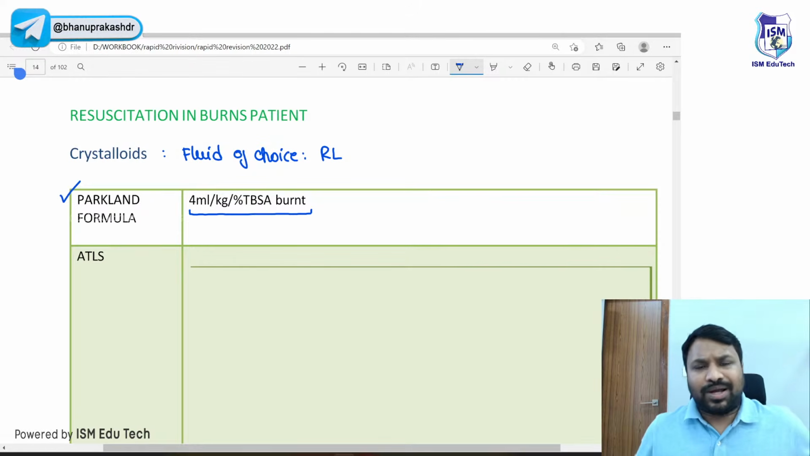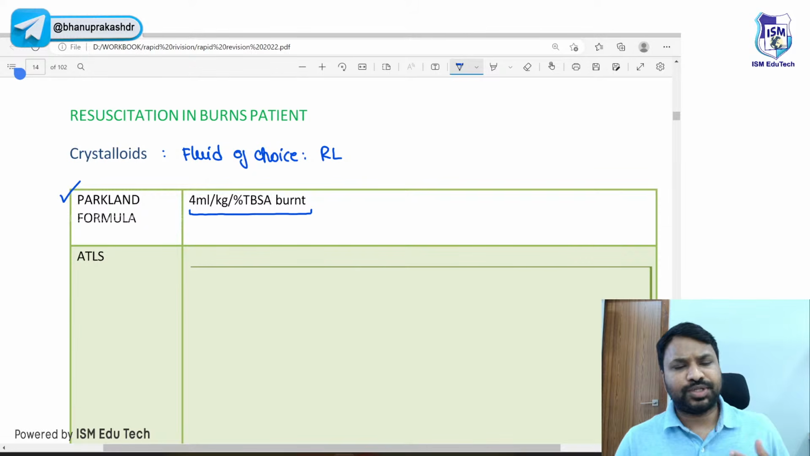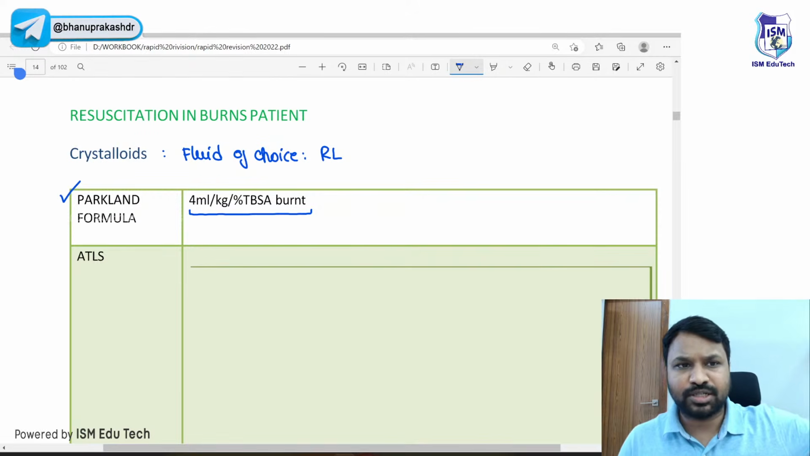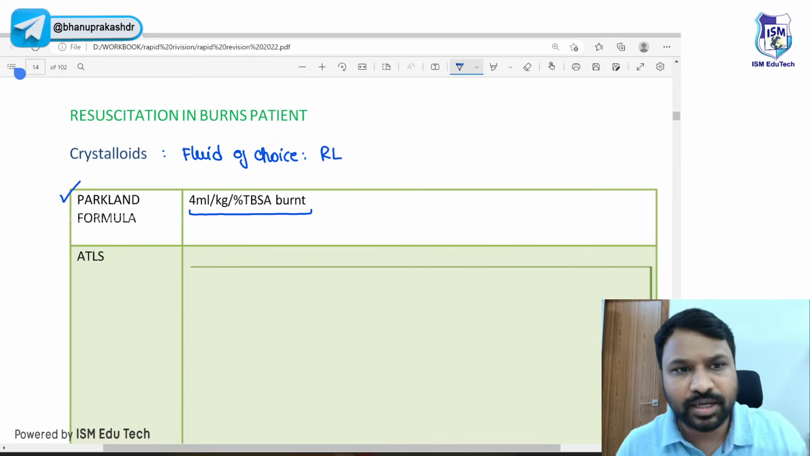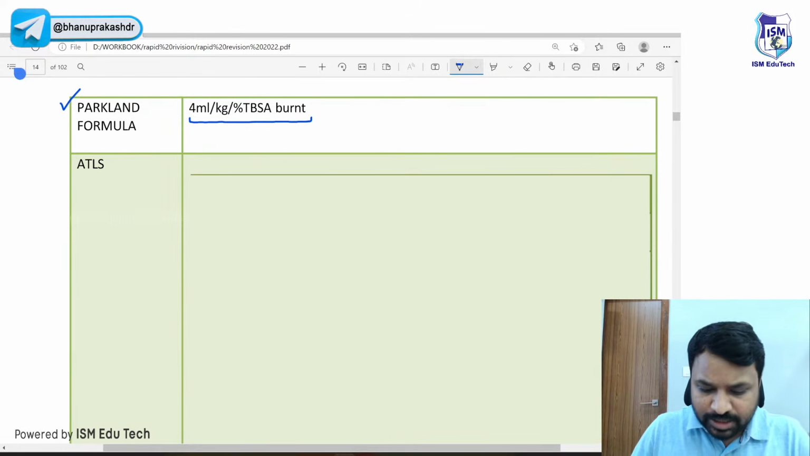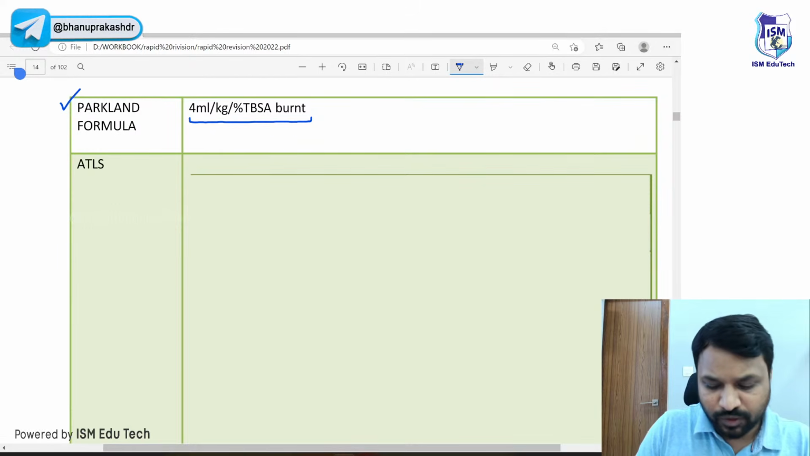Now, I want to clear one thing. There's a lot of confusion where the students are thinking the Parkland formula has changed. It has not changed. It is the same, 4 ml per kg per percentage of body surface area burnt. It will remain the same. What is there? There's a new addition, that is your ATLS formula.